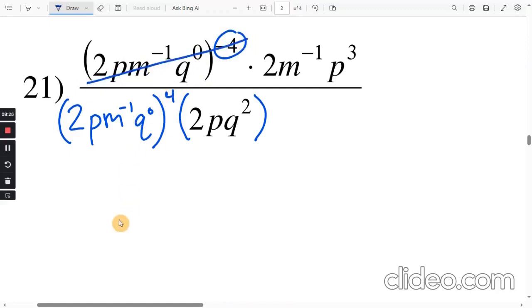So this is gone. And m to the negative 1, I might as well move that down as well. So instead of m to the negative 1, that's going to be m to the positive 1, which is really just the same as m. So I move that down as well. The only thing left in the numerator is the 2 and the p to the third. All right, let's clean this up a little bit. Numerator, we have 2p to the third.